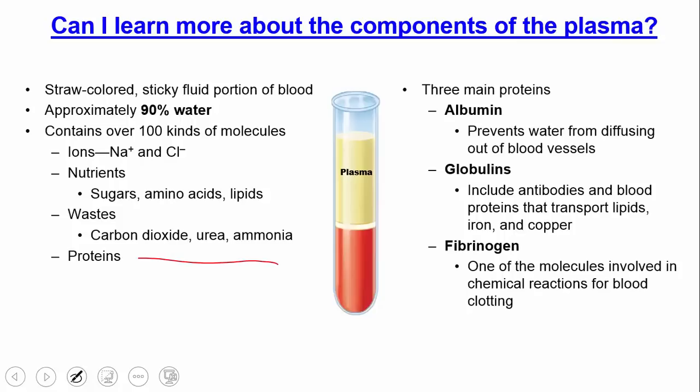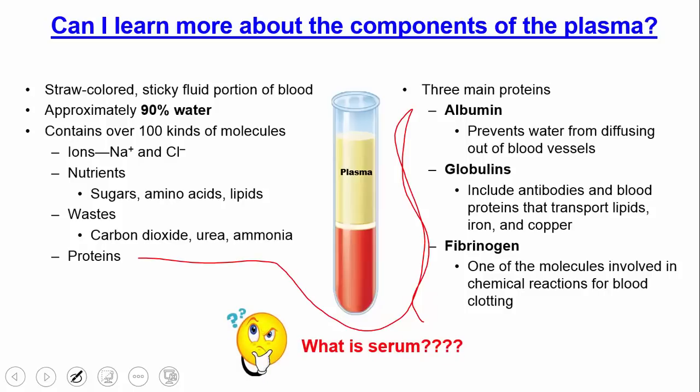And those proteins, if we look to the right here, these are the three main proteins it contains. So the first is albumin. And albumin is basically something that prevents water from diffusing out of the blood vessels. So it prevents you from getting dehydrated. The second category is something called a globulin, and this includes antibodies and other proteins. Finally, we have fibrinogen, and fibrinogen is involved in clotting of blood along with the platelets. So these are the three main proteins that you see.